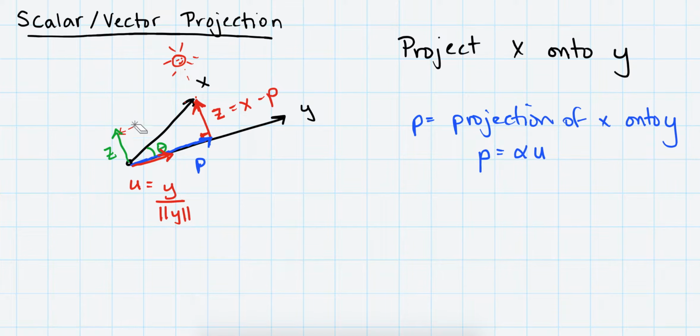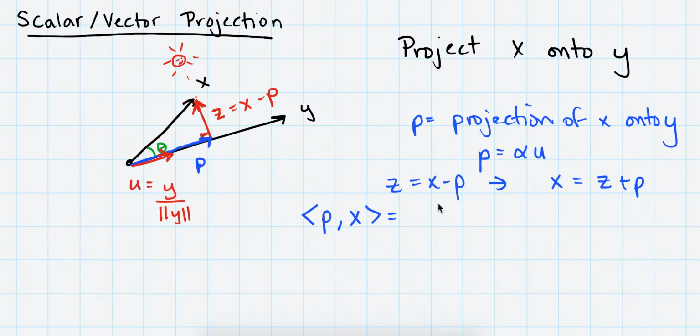Okay, so I'm going to erase all of this because I don't need it. So let's write that here. Z is equal to x minus p, but at the same time, x is equal to z plus p, if I just solve for x here. There's a reason I'm doing this. I'm going to take the dot product of p and x, and let's see where that takes me. So if I take the dot product of p and x, well, this is p and z plus p.